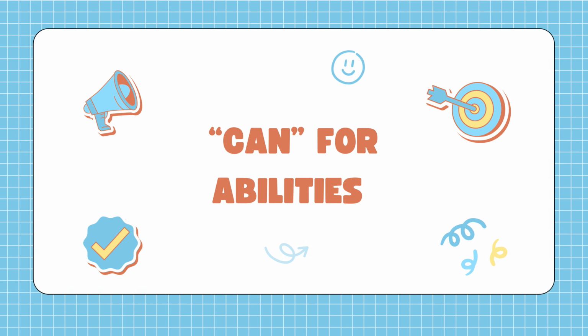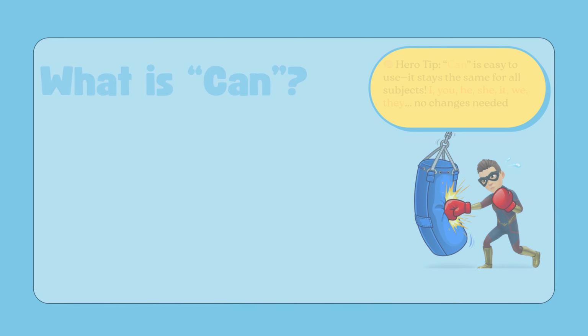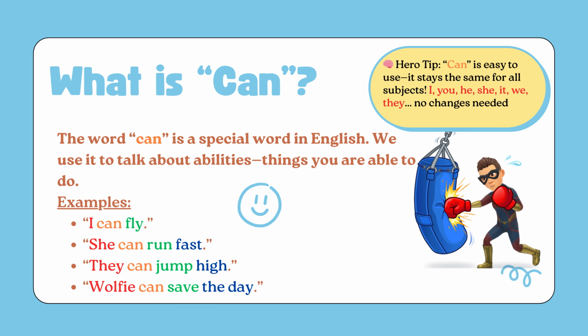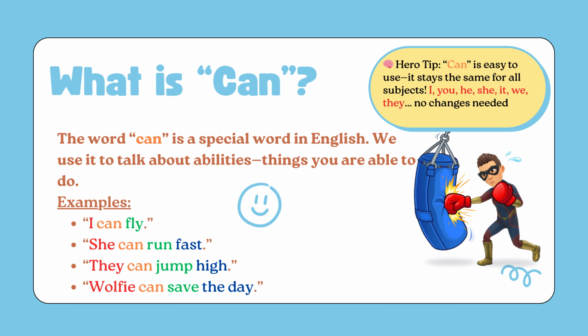Today, we're learning how to use the word can to talk about what someone is able or unable to do. Today, we're talking about a powerful and easy word in English, can. It helps you express what you or others are able to do. And the best part, it stays the same for everyone. I can, you can, we can. Even Wolfie can. Now think, what can you do? Turn to someone next to you and share your own can sentence.